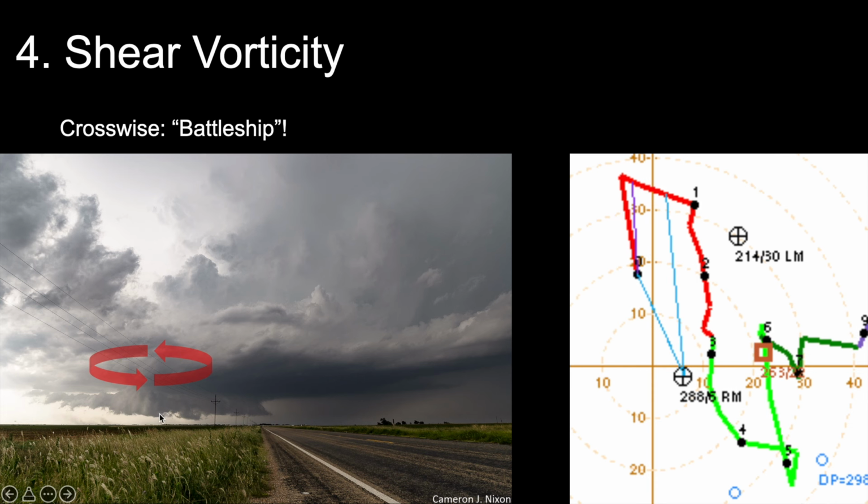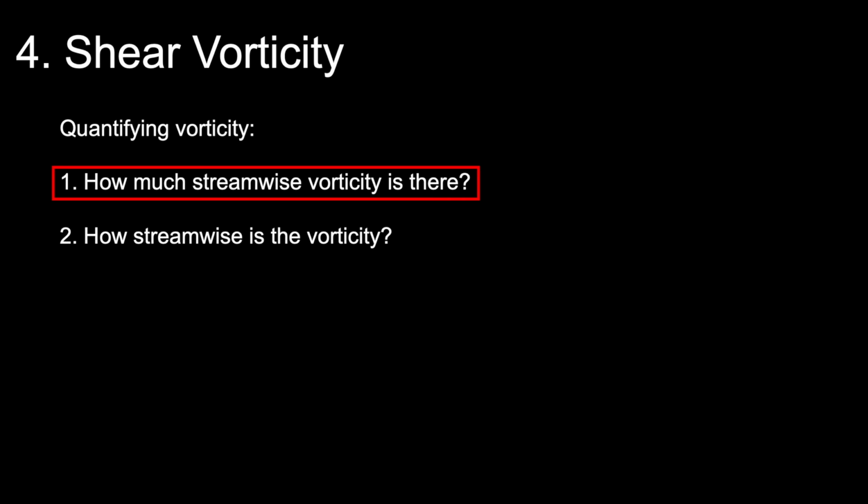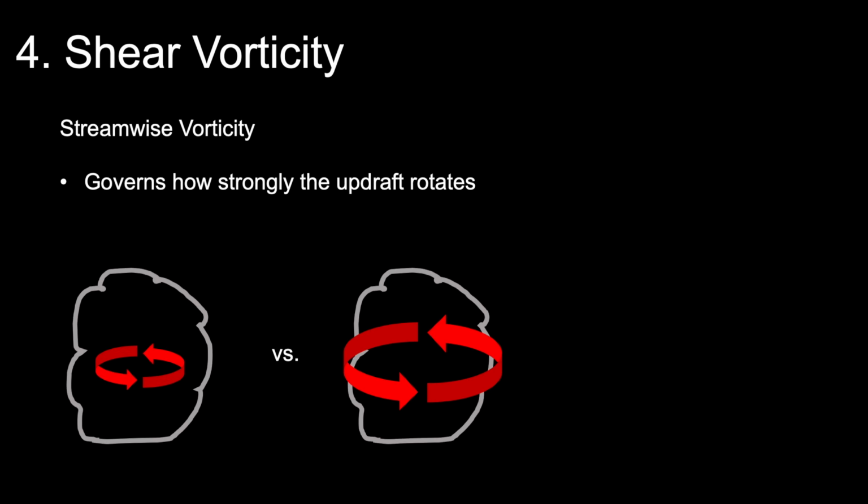But this just goes to show you that the orientation of vorticity, the streamwise versus crosswise, has a lot of impact on the structure of the storm itself. So when we're forecasting then, we want to quantify the vorticity in the atmosphere, and there's two different ways we could do that. The first is how much streamwise vorticity is there in the environment. And so when we're talking about how much, we're talking about a magnitude of vorticity.